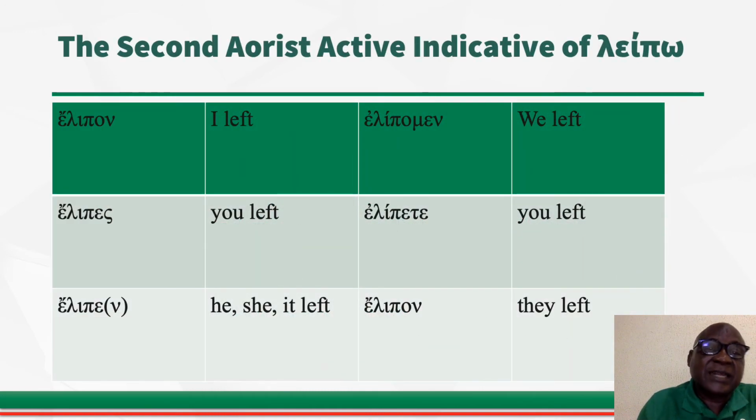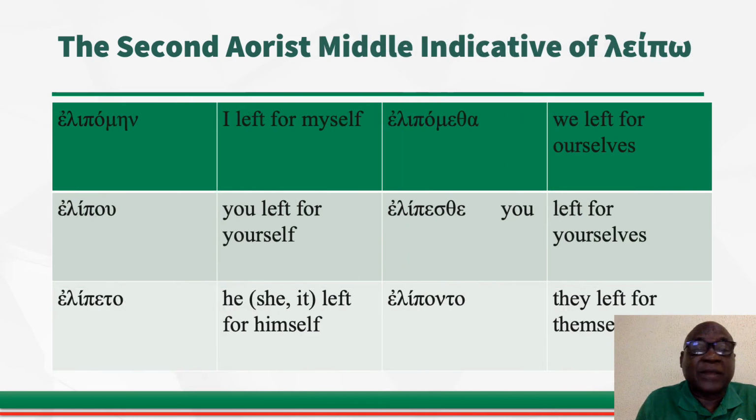Now, let's look at the second aorist. This time we cannot use luo, so we are going to use lipo. So it becomes elipon, elipes, elipe or elipen, then elipomen, elipete, and elipon. Take note, you have to study so many, like we have said before. In the middle, it becomes elipomen, elipou, elipeto, elipometha, elipesthe, and eliponto.